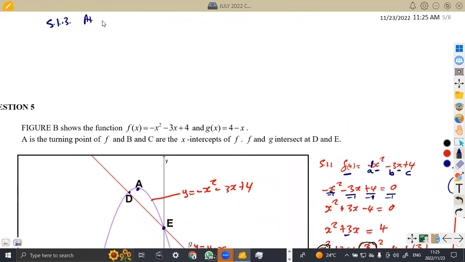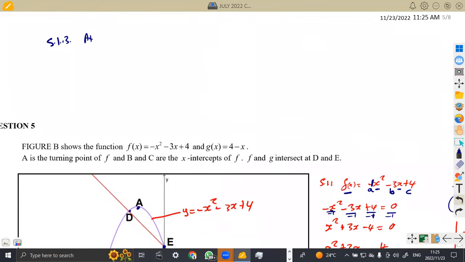At any point of intersection, the two graphs are equal. They will be equal at any point of intersection. So I'm saying at any point of intersection, it simply means the two graphs are equal.